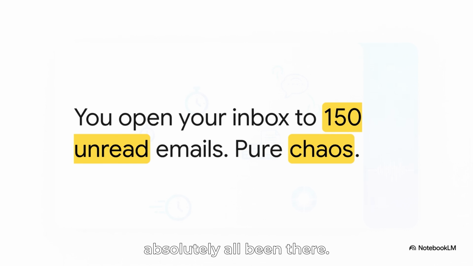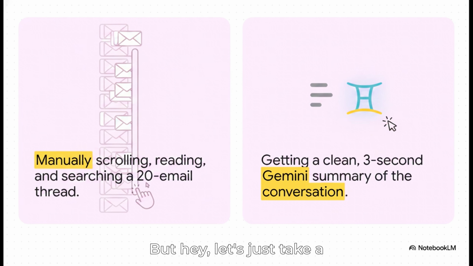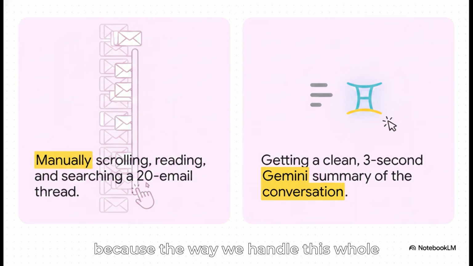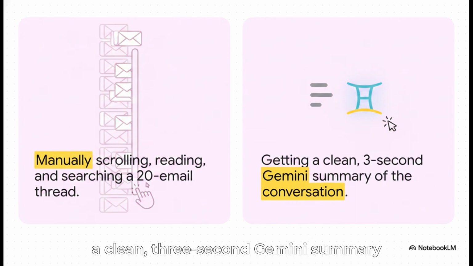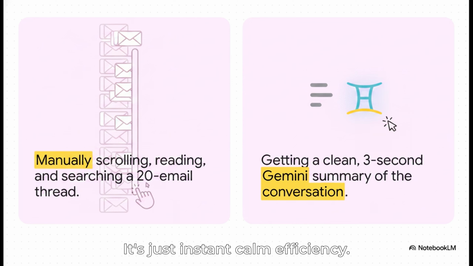Look, we have absolutely all been there. But hey, let's just take a collective breath here, because the way we handle this whole situation has fundamentally changed. We're all so used to the old way, right? Manually scrolling, reading, searching through some 20-email thread just trying to piece the whole story together. It's incredibly stressful. But the new reality? It's hitting one button and getting a clean, 3-second Gemini summary of the entire conversation. It's just instant, calm efficiency.